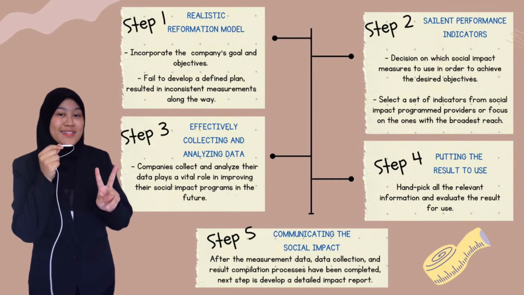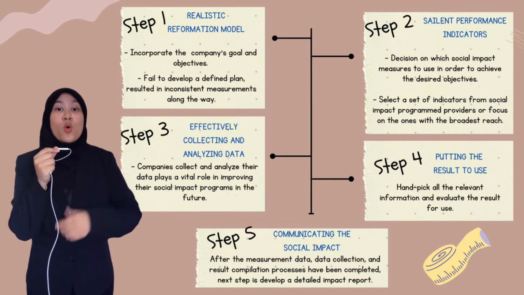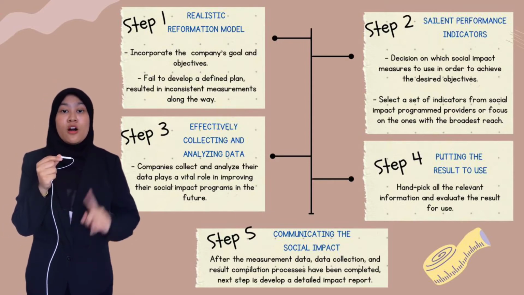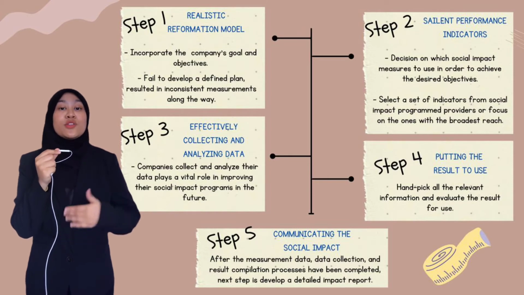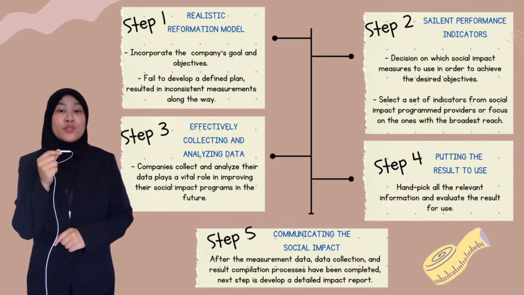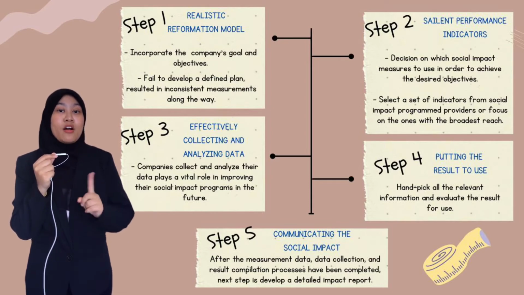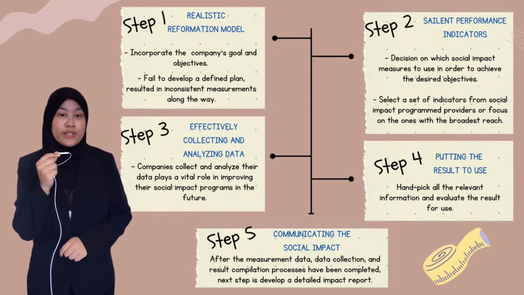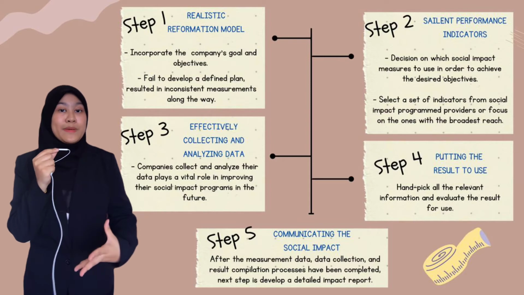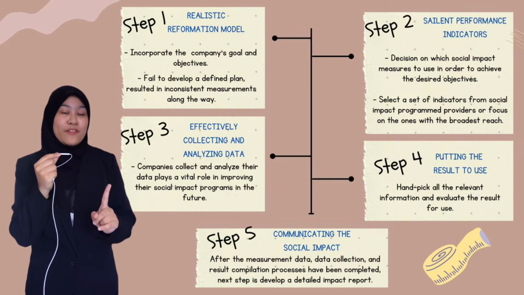The second step is listing the salient performance indicators. It is time for the following phase when an organization has developed a proper strategy or theory of change to address societal challenges through their operations. The organization must now decide which social impact measures to use in order to achieve the desired objective. Companies can either select a set of indicators from social impact program providers or simply focus on the ones that are most significant to their overall purpose. Typically, these are the ones with the broadest reach to their intended impact and accurately identify their success rate in the particular field.